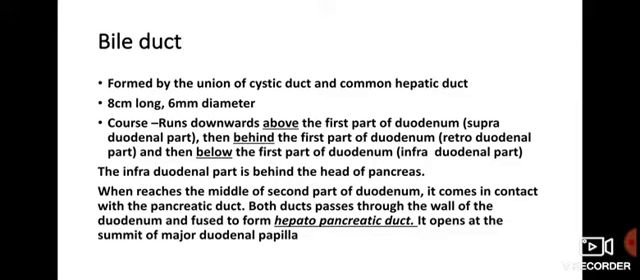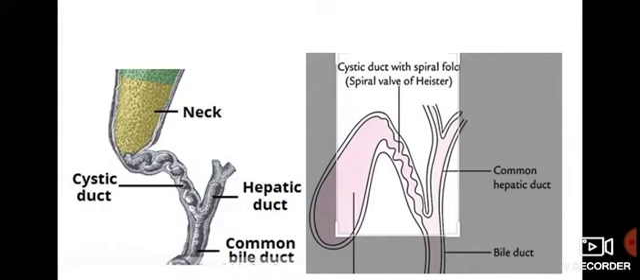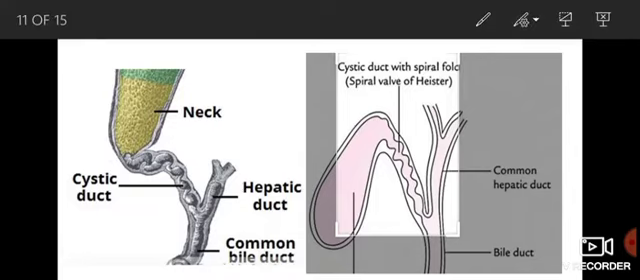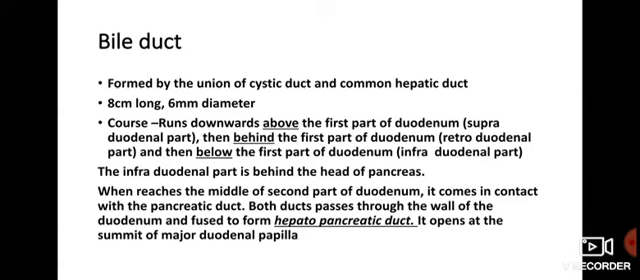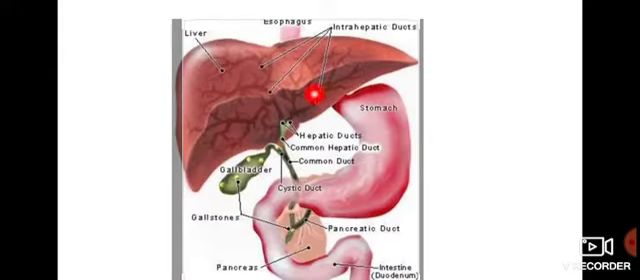Then regarding the bile duct, it is formed by the cystic duct as well as the common hepatic duct. The cystic duct and the common hepatic duct together form the bile duct, and this bile duct is about 8 centimeters long and 6 millimeters in diameter. And regarding its course, first it passes above the first part of the duodenum. While it comes down, it is present just above the first part of the duodenum.